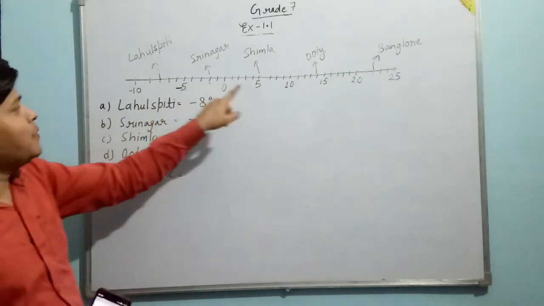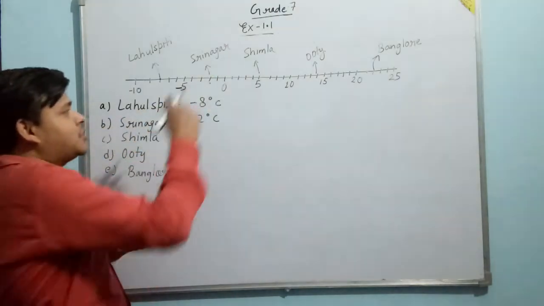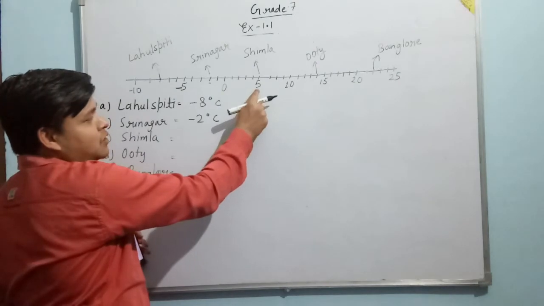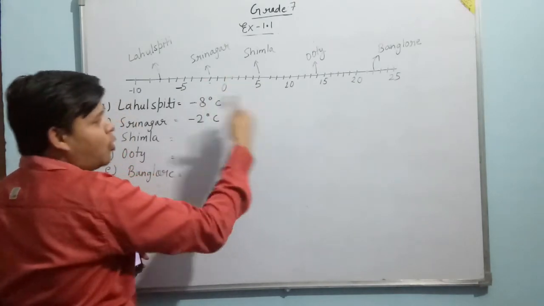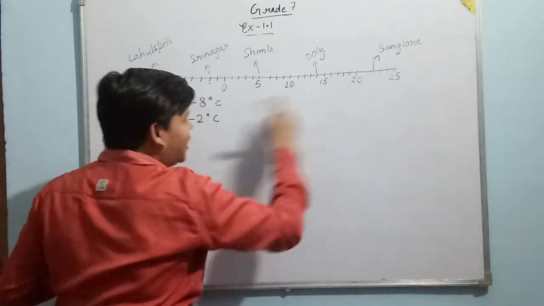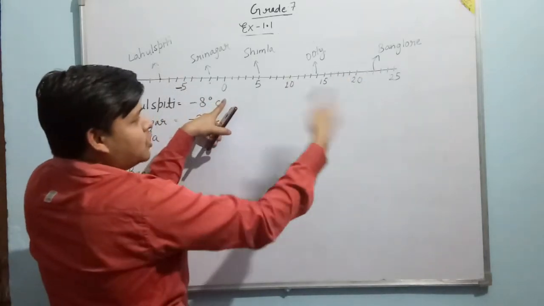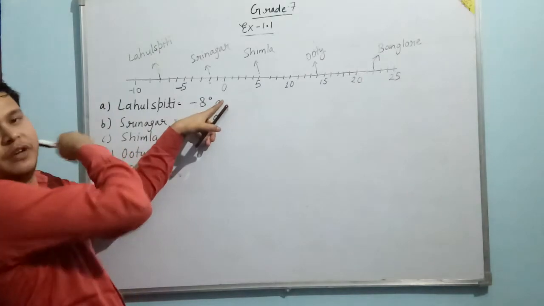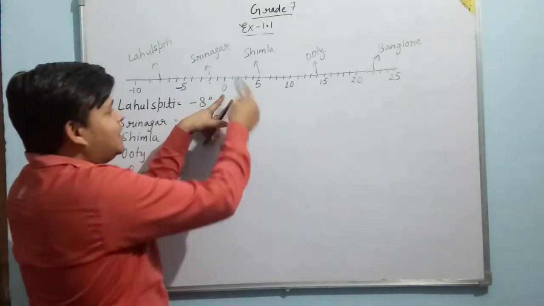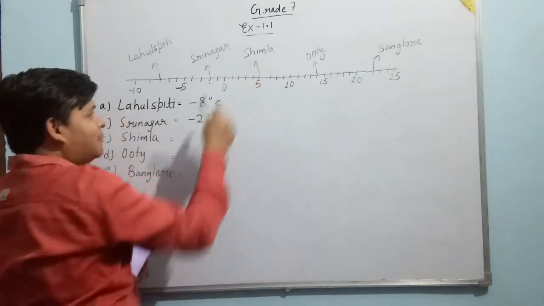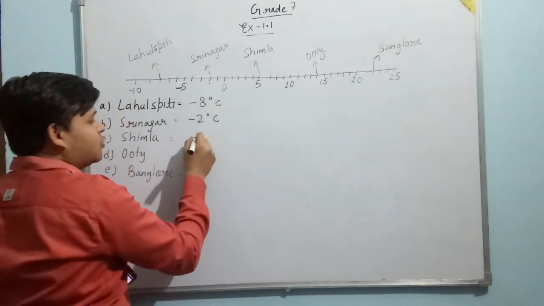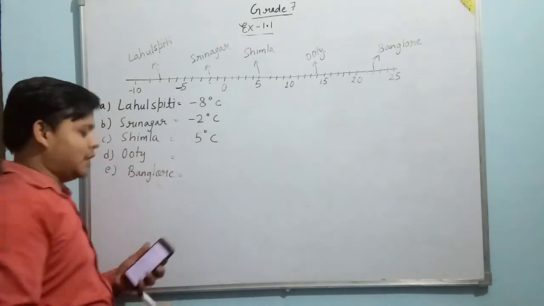Similarly, Shimla. The temperature of Shimla is 5, and this is given towards the right side of 0. All those numbers which are given towards the right side of 0 are always positive, and the left side of 0 are always negative. As you can see, Shimla is given towards the right side of 0. So Shimla is positive, so we will write here 5 degrees Celsius.